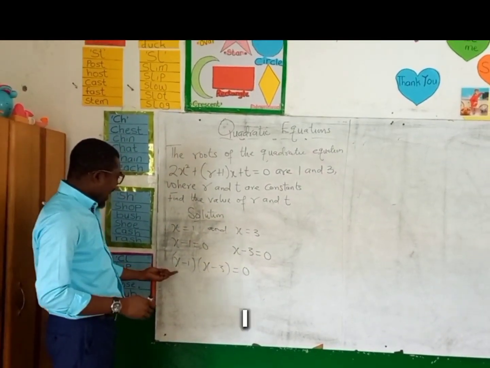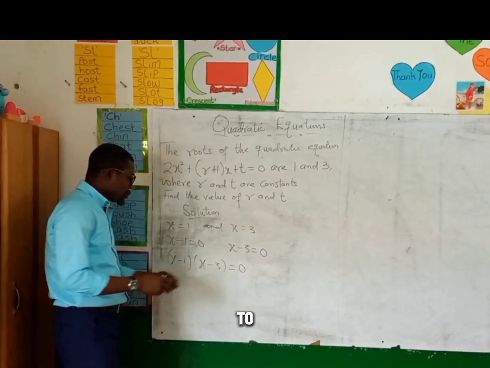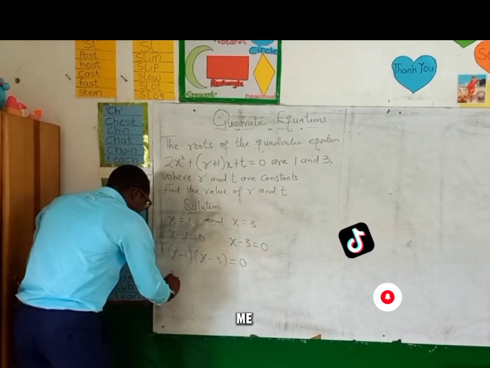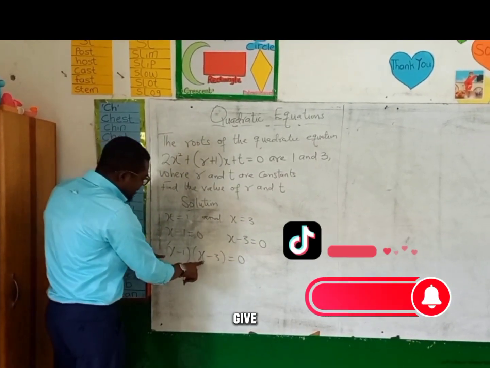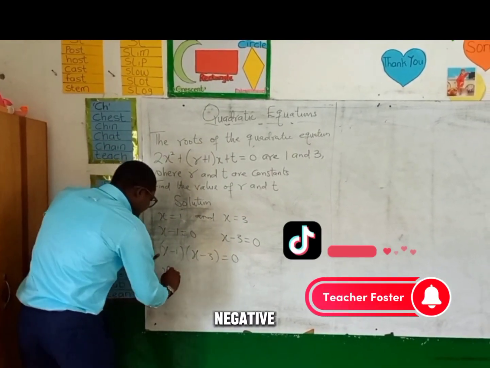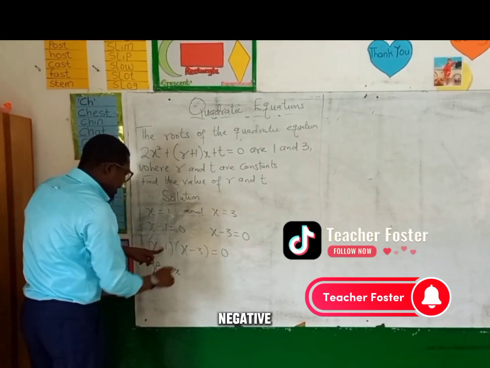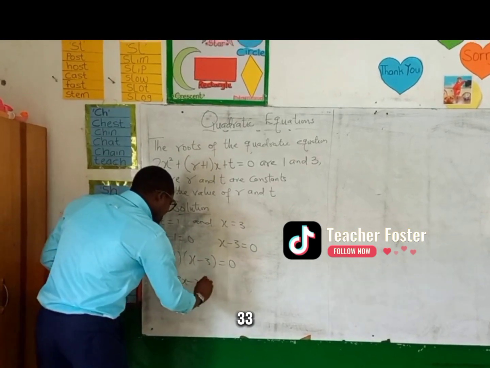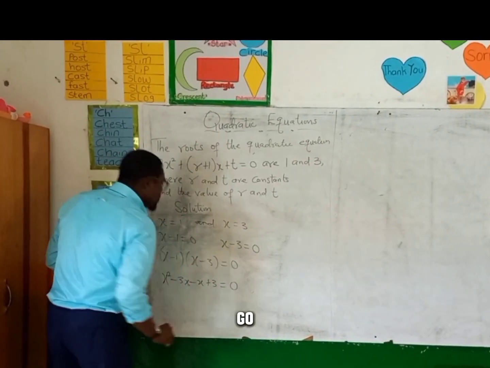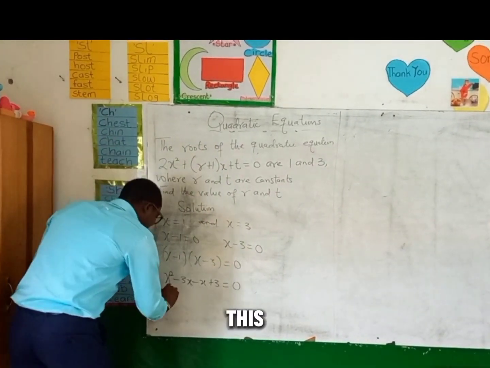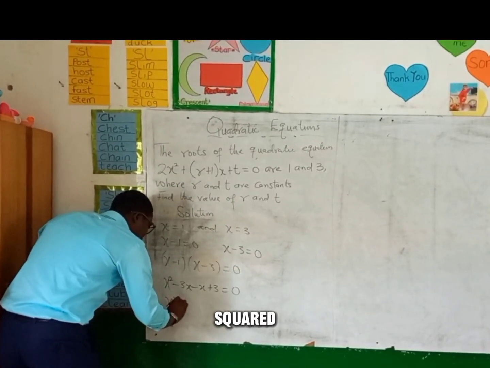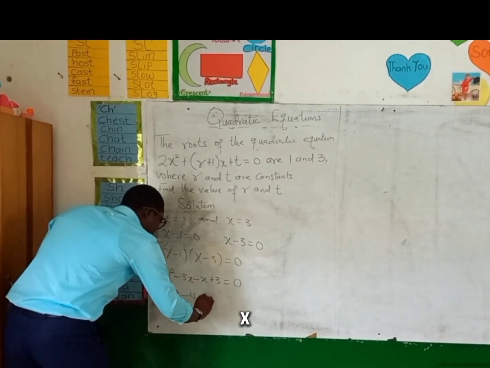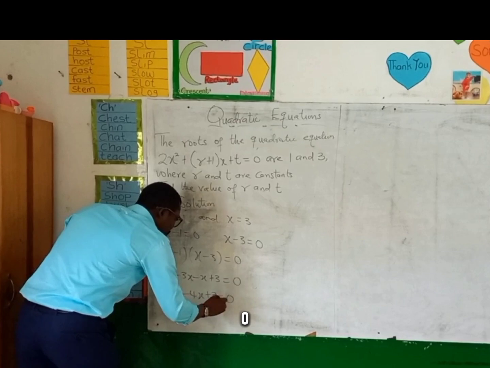Now, I want to expand this, so this should give me x squared. X times x will give me x squared. X times -3 will give me -3x. -1 times x will give me -x. -1 times -3 will give me +3, and this should equal 0. If I simplify this quadratic equation, this should give me x squared minus 4x plus 3 is equal to 0.